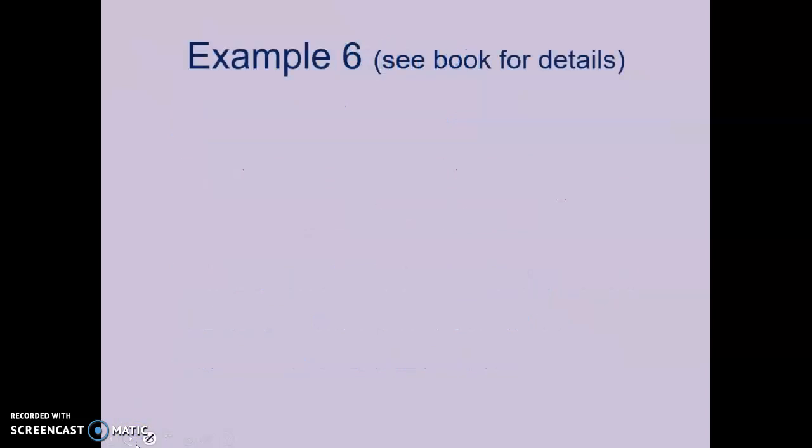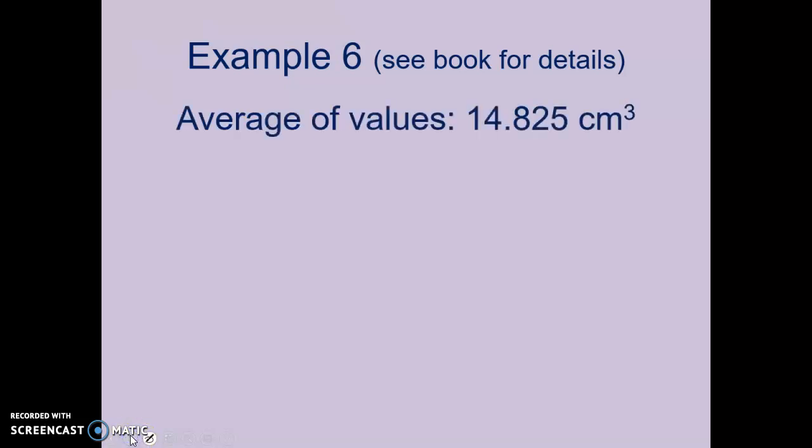So in example 6 in our book, Suzanne is asked to determine the volume of a cylinder. Using water displacement, she arrives at an answer of 15.64 centimeters cubed. And then she measures the cylinder's dimensions and calculates the volume to be 14.01. So that's two different values for volume. The average of those values is 14.825.